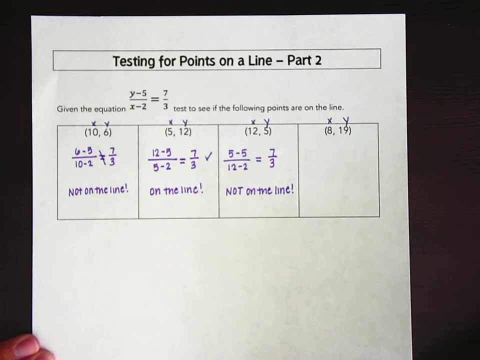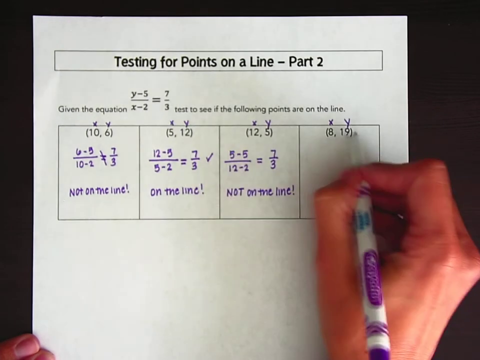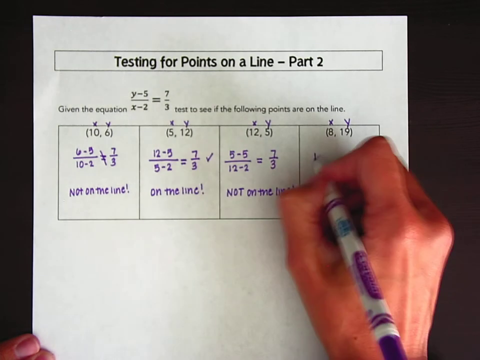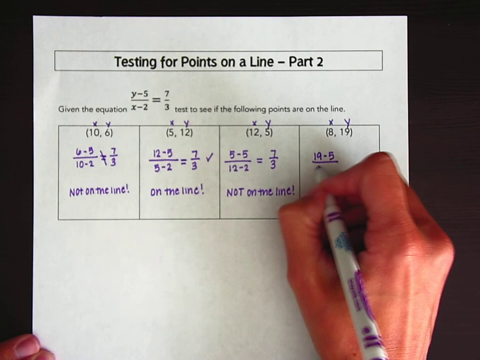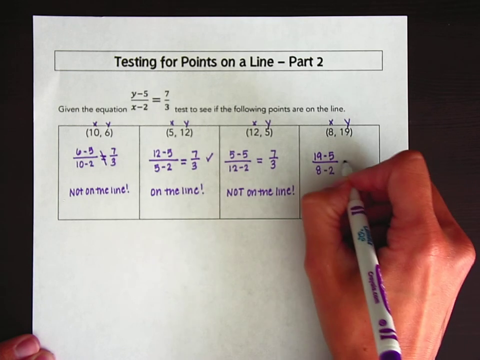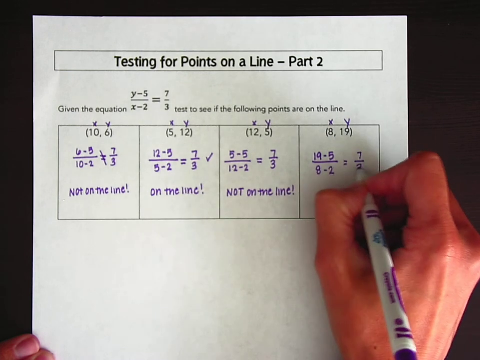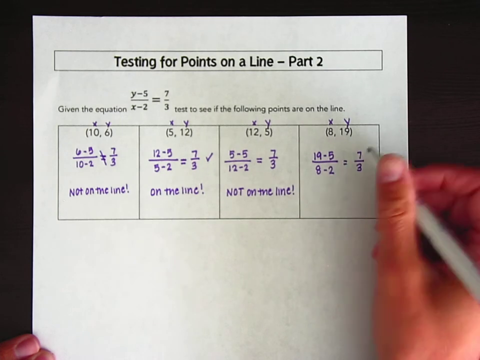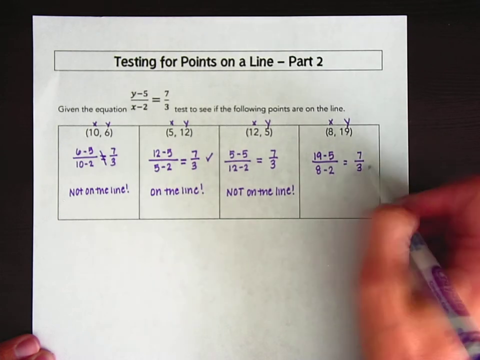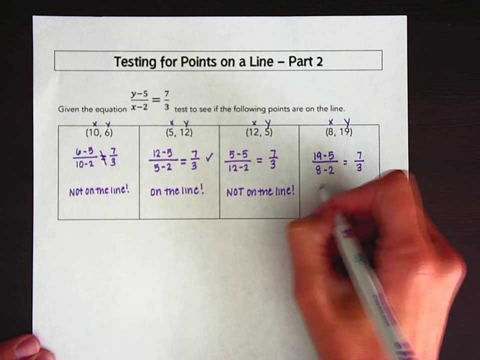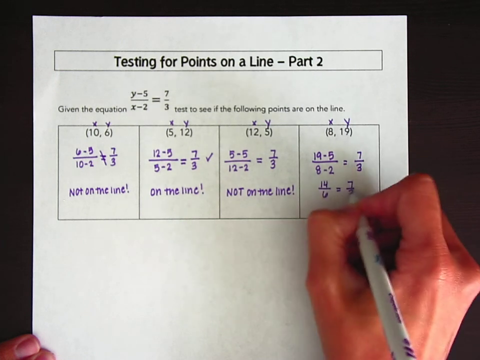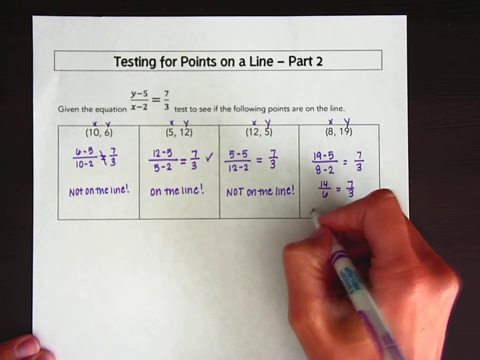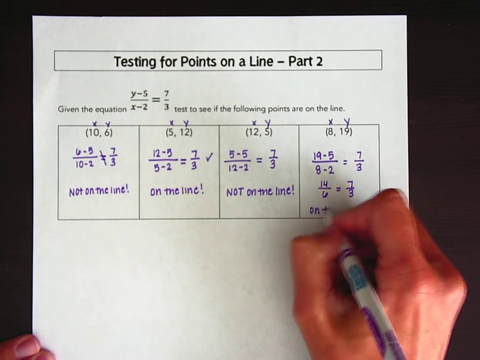Let's go ahead and test that last one. So again, we'll substitute our y value in for y. So 19 minus 5 over 8 minus 2 should equal 7 over 3. Well, 19 minus 5 is 14, and 8 minus 2 is 6. So we have 14 over 6, which is in fact equivalent or equal to 7/3. So this one is on the line.